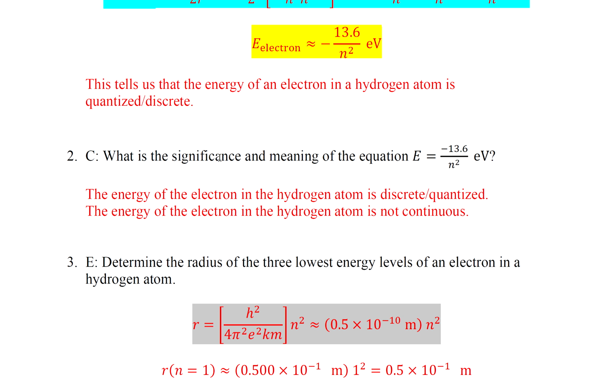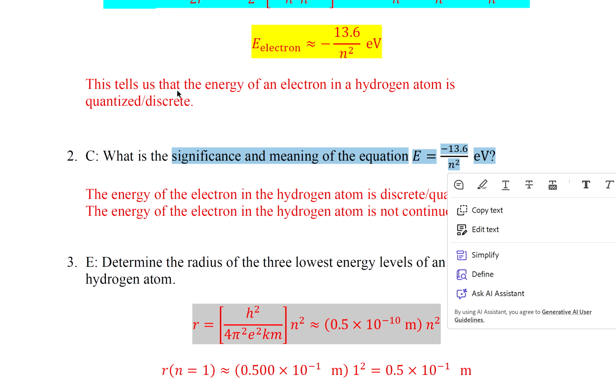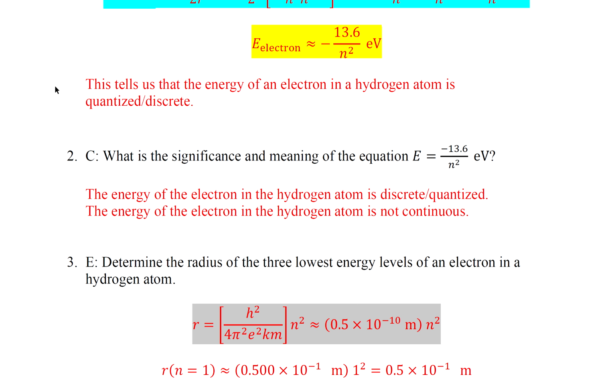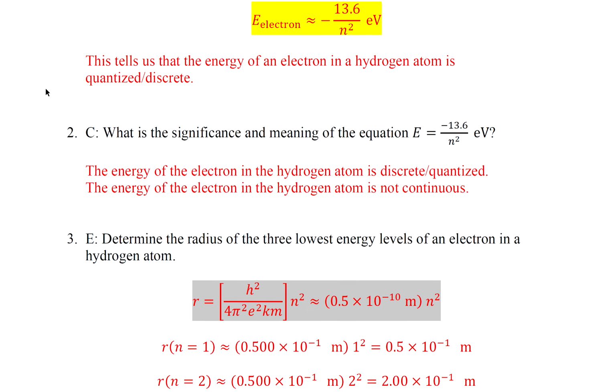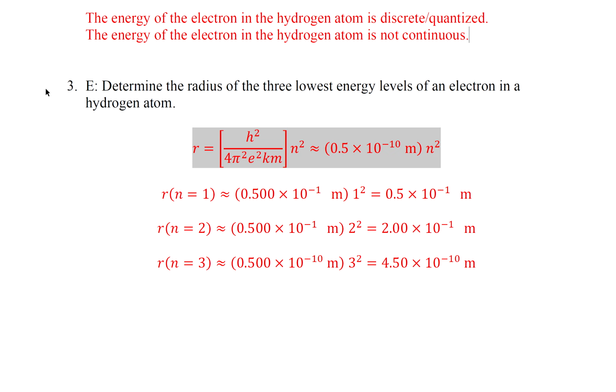Question 2, what's the significance of this equation? Because we have the n squared, it shows us that the energy of the electron in the hydrogen atom is discrete or quantized. It's not continuous. Question 3, determine the radius of the 3 lowest energy levels of an electron in a hydrogen atom. Well, let n equal 1, 2, and 3. So we got the ground state n equals 1, the first excited state n equals 2, and the second excited state n equals 3.